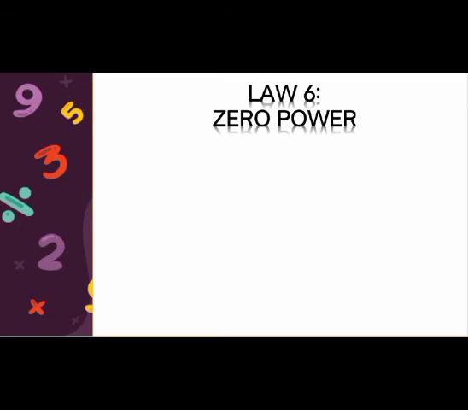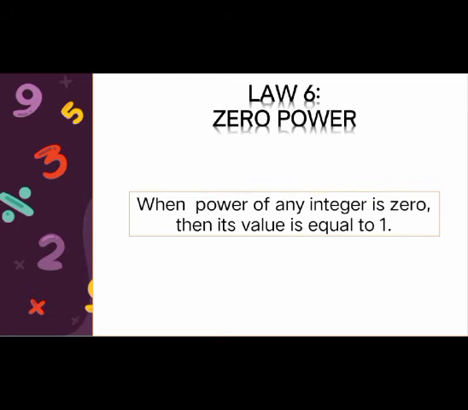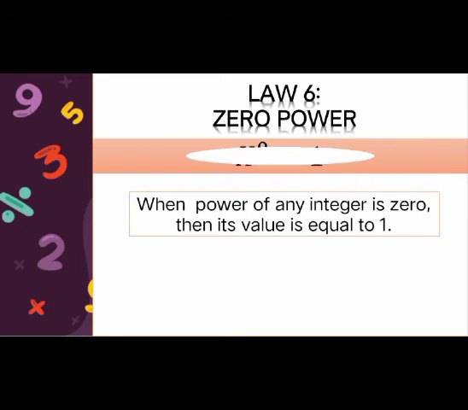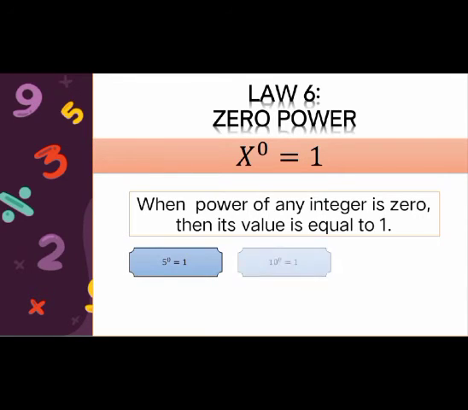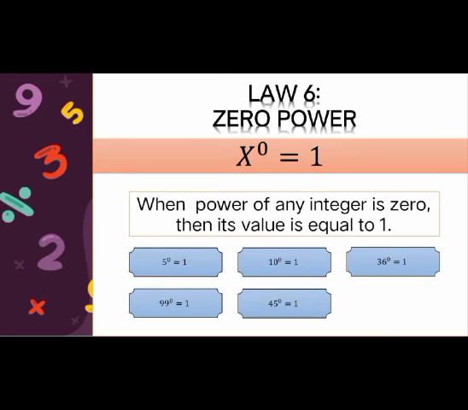Law 6 is the zero power. When the power of any integer is 0, then its value is equal to 1. This is denoted as x to the power of 0 is equal to 1. So we have these examples: 5 to the power of 0 is 1, 10 to the power of 0 is 1.